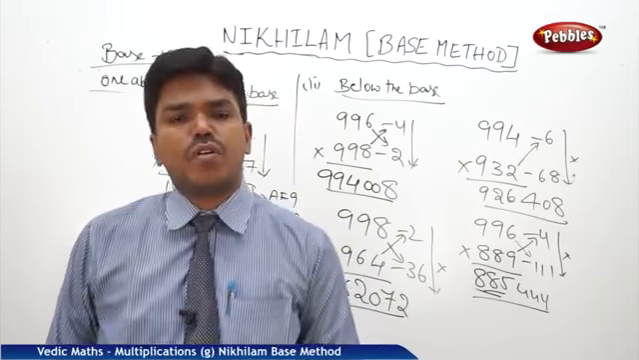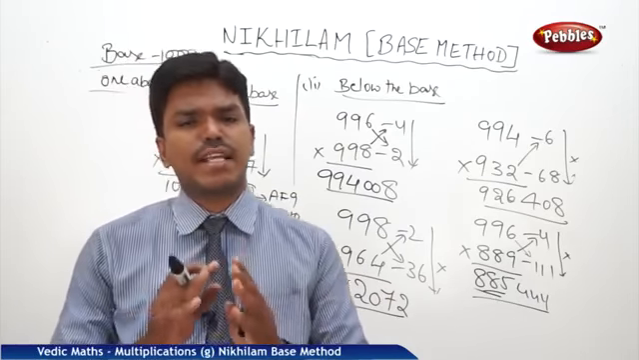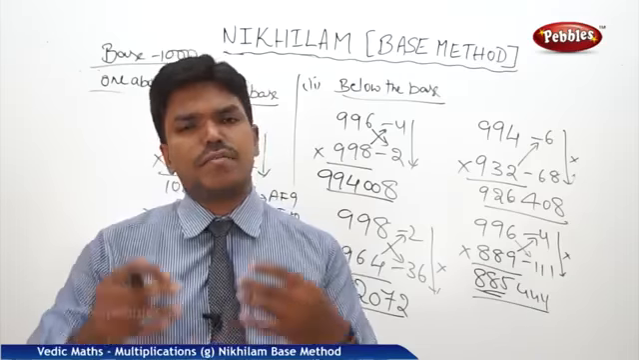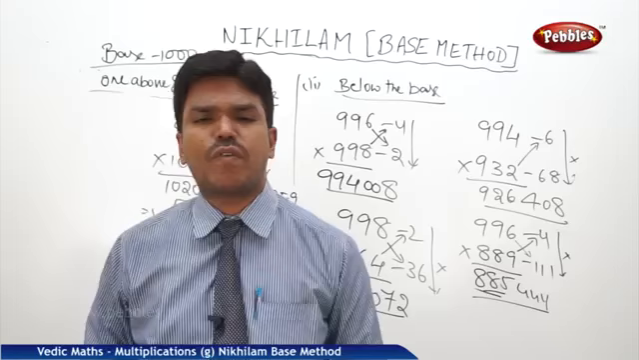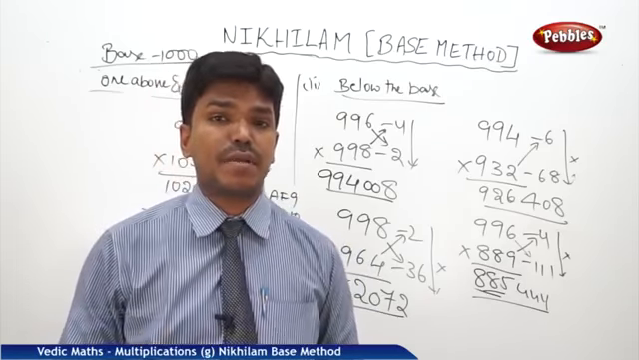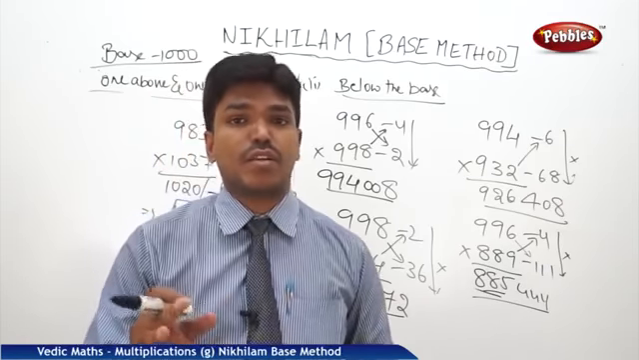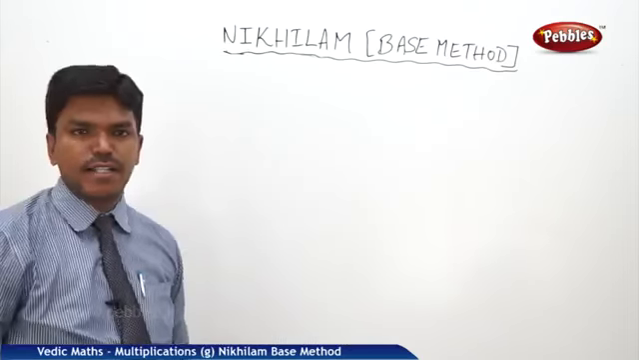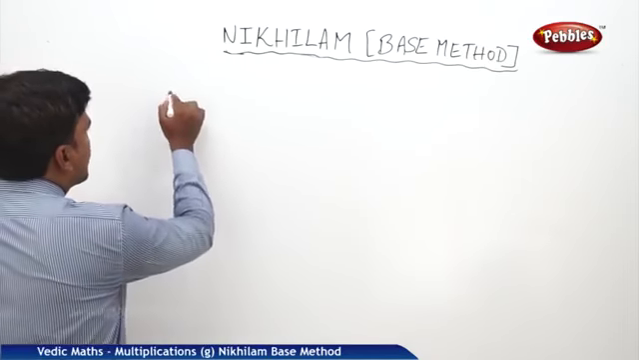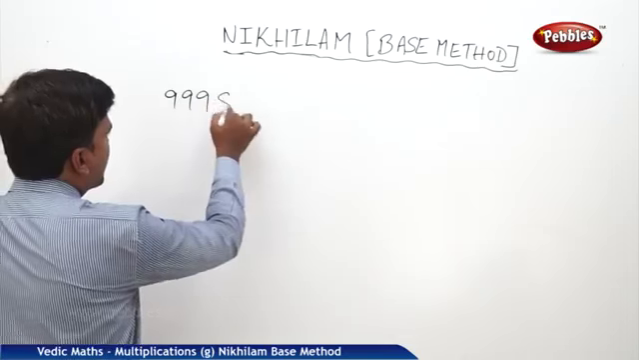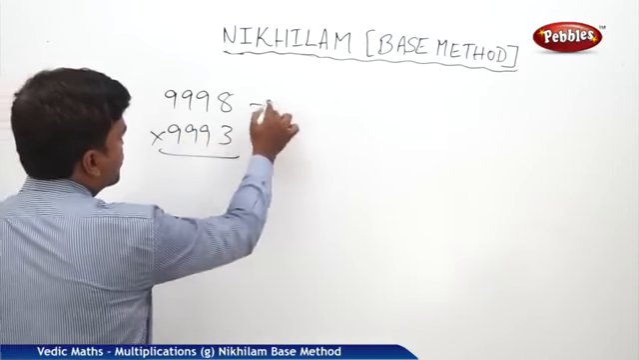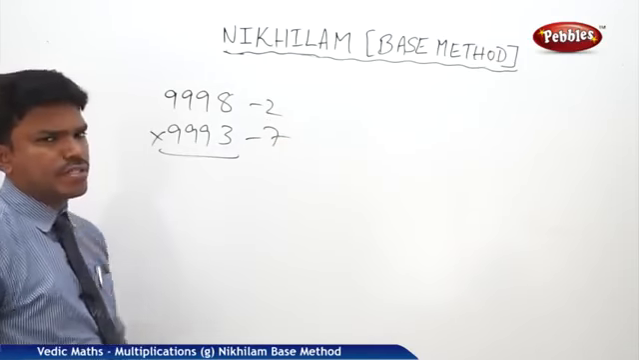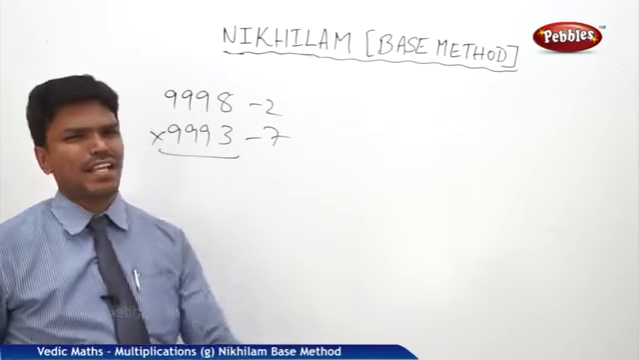Now we will see some random examples, either base 1000 or base 100 or base 10,000, base 1 lakh, whatever it may be. Now let us see some random examples so that you can understand the concept very clearly. Say 9998 into 9993. It is minus 2, it is minus 3. Now you just tell me the answer simply within a single line.